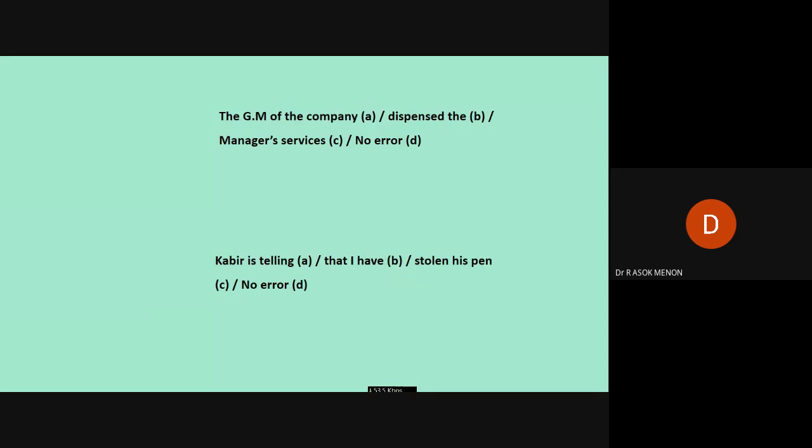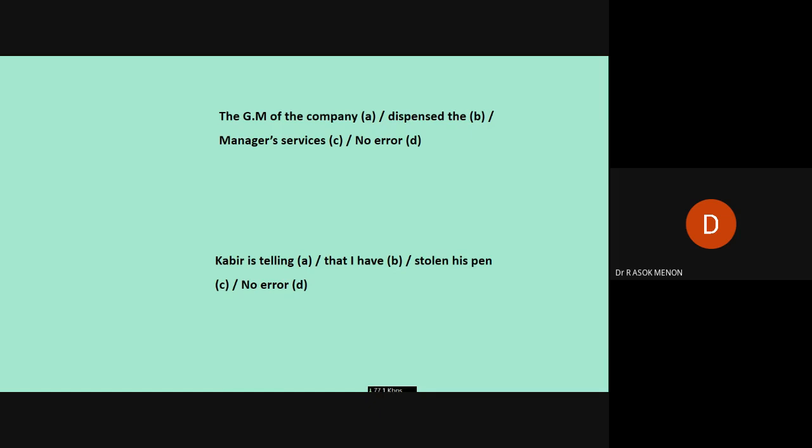Next, the GM of the company dispensed the manager's services. Anybody knows the answer? The GM of the company dispensed the manager's services. Option B, Srini says it is B. Kishore says it's B. Your choice is correct. Yes, Kishore says it. It is dispensed with.